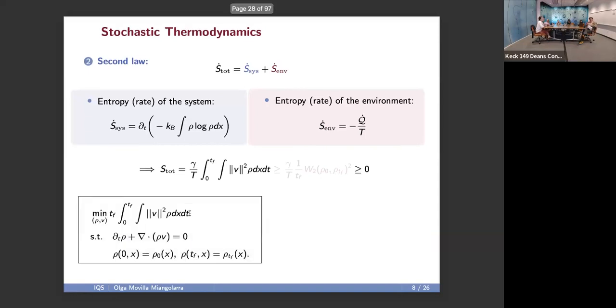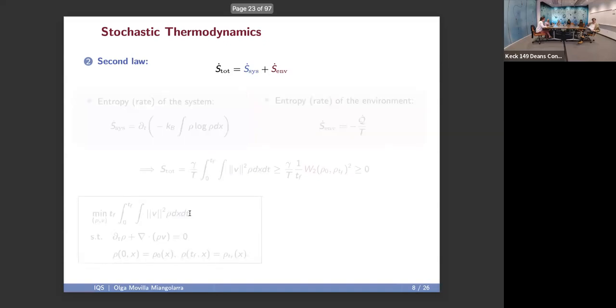Wait, let me slow you down. You're going really fast. Let's go back a little bit, just for the sake of everyone here. Let's slow this down a little bit. V squared, you defined V on the previous slide, right? So let's go back to V.